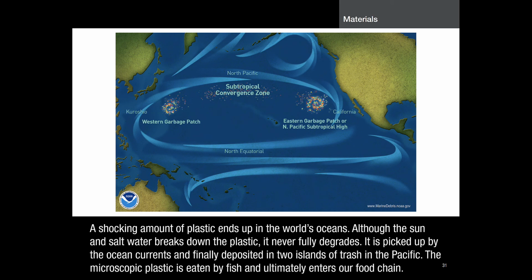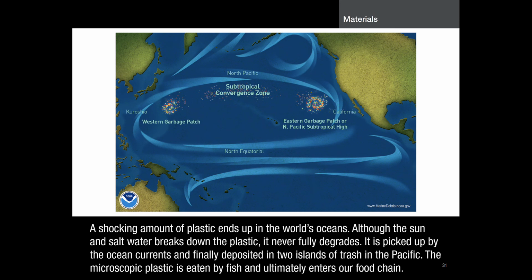Because of the currents, there's two gyres, one in the eastern Pacific and one in the western Pacific. A gyre is basically like a little vortex that all this plastic gets sucked into, and it's created two massive garbage patches, one about 500 miles off the coast of California, between California and Hawaii, and one off the coast of Japan. Now, this isn't really an island of trash, like you couldn't sail a boat into it and get off and walk on it.